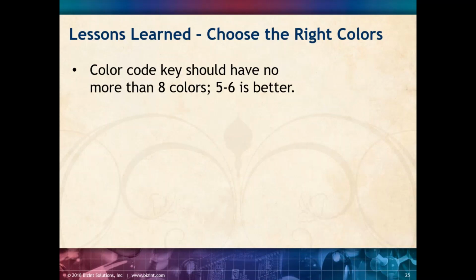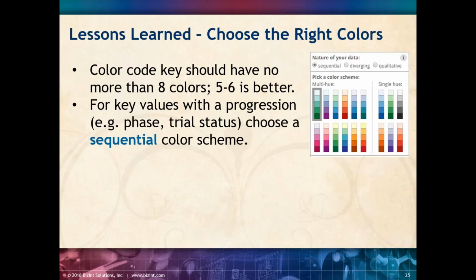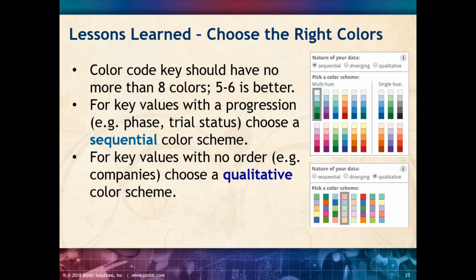Experts tell us that a color code key should have no more than 8 values, and fewer is better. If your key values have a natural order, such as dates or phase, then you want to use a sequential color key like the ones shown here, so that the eye sees the progression from low to high. But if there's no order to the key values, such as for companies or technologies, then you want to use a qualitative color scheme where all the colors are ideally equal. And these examples come from the Color Brewer website, which is just one of the tools that you can use to construct a color code key.